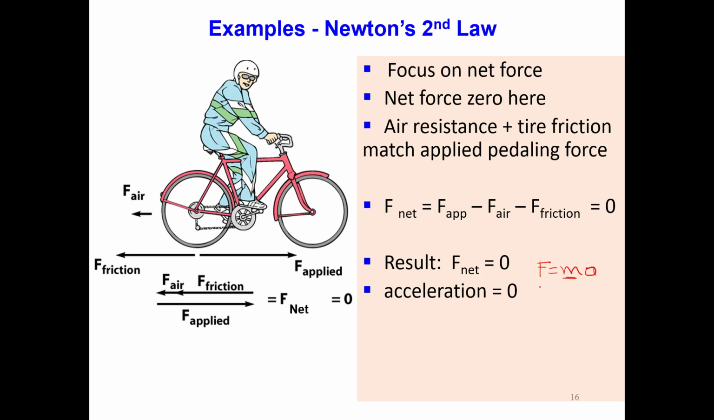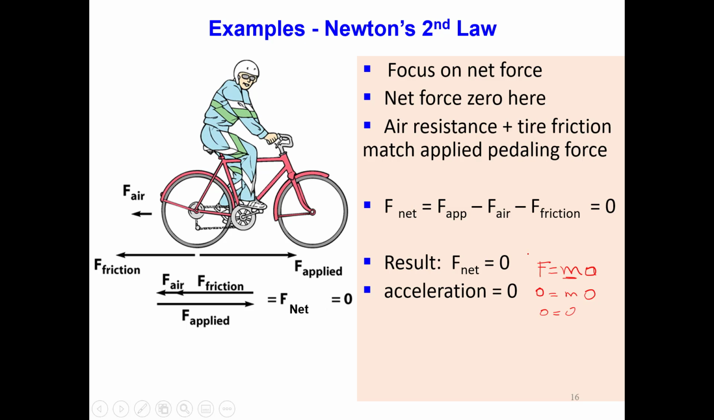Then the only way we can get 0 on both sides is if the acceleration is 0, yes? We can get through a statement: if the force is 0, the acceleration must be 0. But why, if the net force is 0 and the acceleration is 0, is the bicycle still moving? How is it possible?